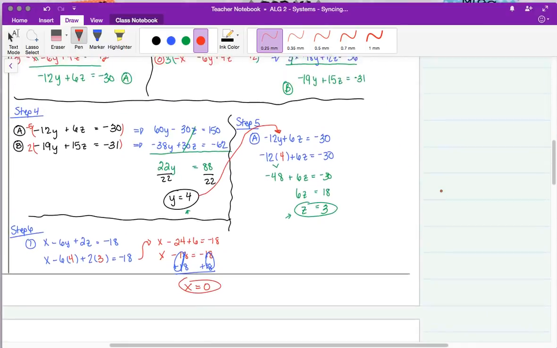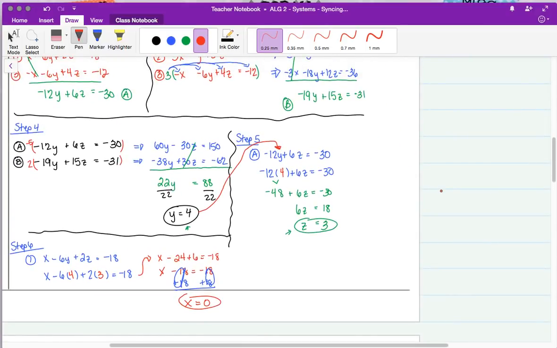So the way that we write our ordered triple is in parentheses as x, then y, then z. And they have to be in that order. x, y, and z. There's our solution, okay?